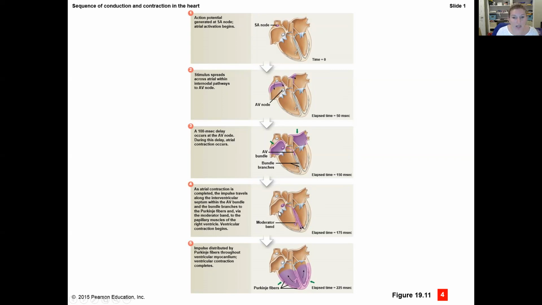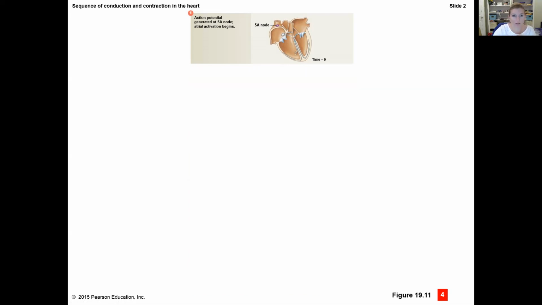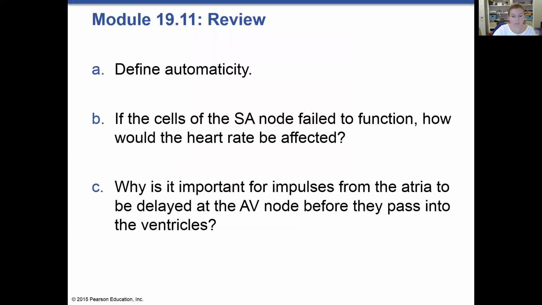Then our atria relax. Our AV valves are closing as our AV node is stimulated, and all of the impulses are traveling down through the AV bundle and the bundle branches to the Purkinje fibers, and finally our ventricles can contract after they are fully depolarized. And then the whole thing happens again. So you can pause the video here, go back and review the conducting system.